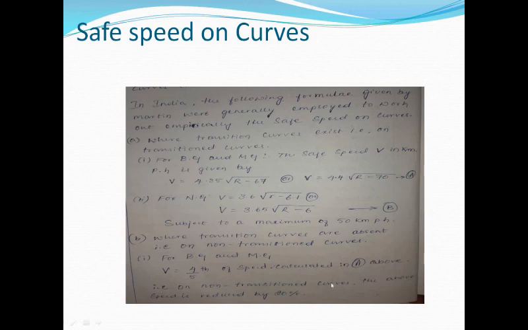That is, on non-transition curves, the above speed is reduced by 20%. So when a transition curve exists, the speed of the train is given by this formula. When there is no transition curve, the speed of the train is reduced by 20%. This is how we calculate the speed of the train for meter gauge, broad gauge and narrow gauge tracks. For narrow gauge track, 4/5 of the speed calculated in B, that is V = 2.92 √R − 6, subject to a maximum of 40 kmph.